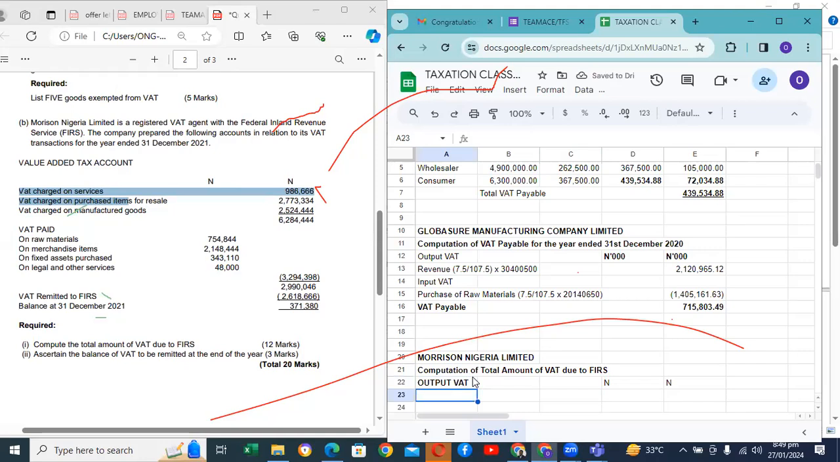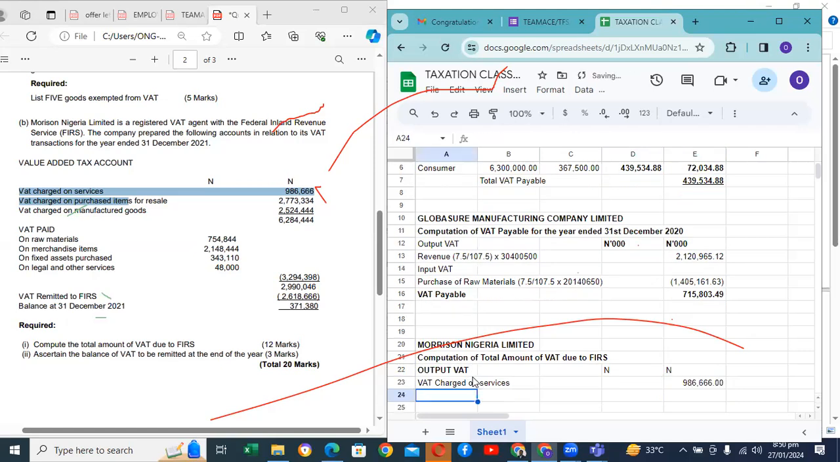VAT charged on services. Everything VAT charged is output. Anything charged is output. On services, how much is that? 986,666. Right.